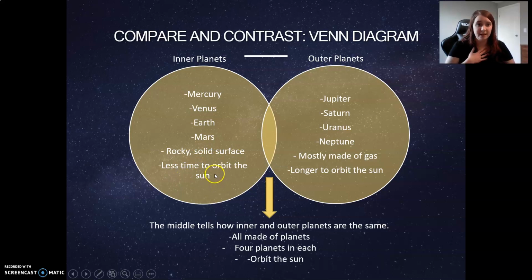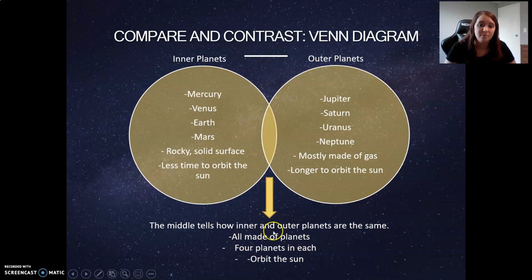That's what I took from the text. For outer planets, it includes Jupiter, Saturn, Uranus, and Neptune. They are mostly made of gas, and it takes them longer to orbit. They even said that Neptune takes 165 years. So those were the things that made these two different.